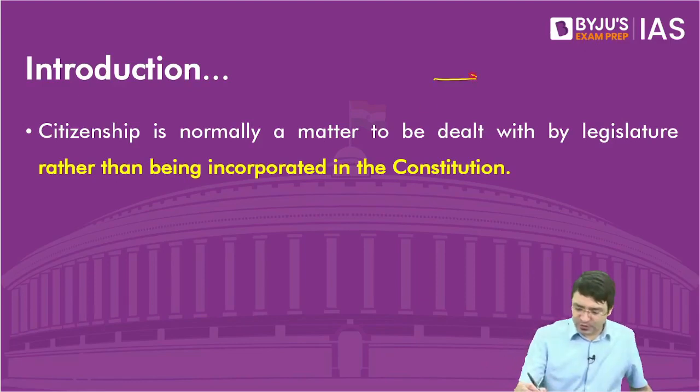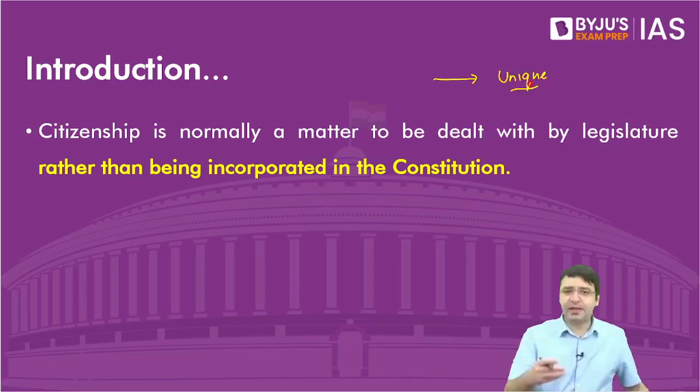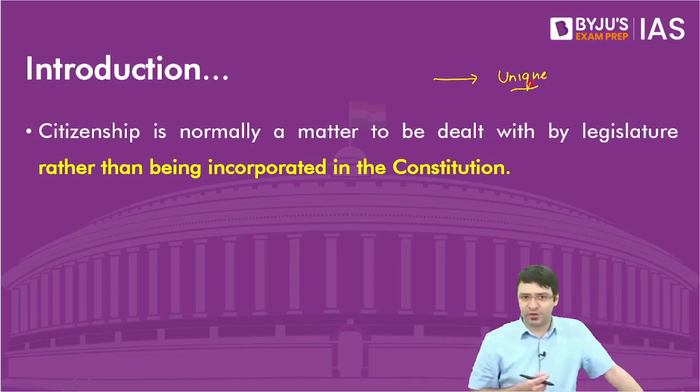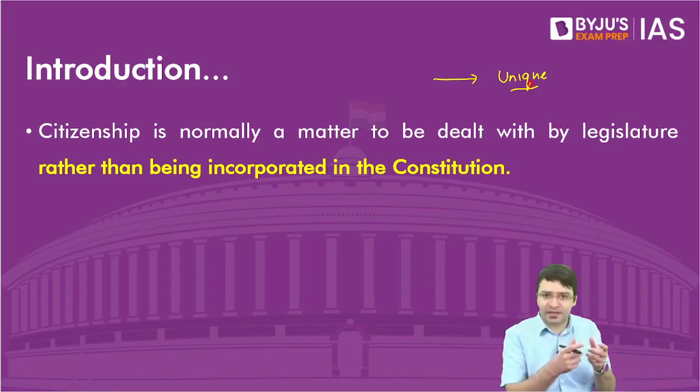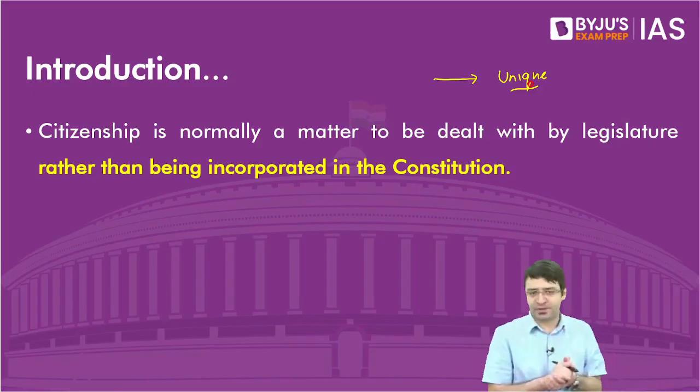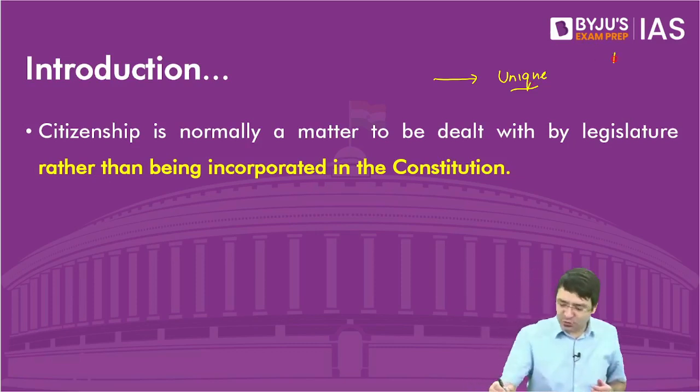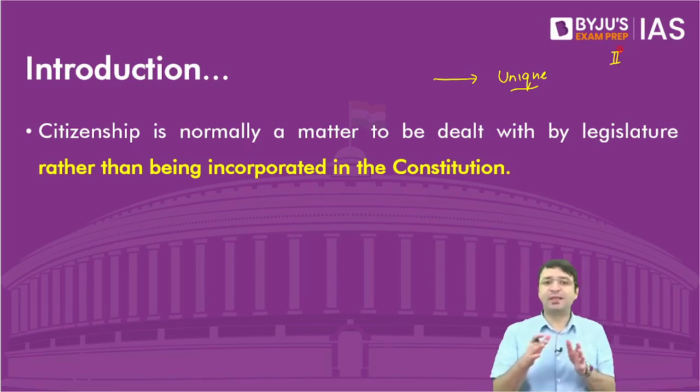But I told you about the unique circumstances prevailing at the time of the commencement of the Constitution, because the country was divided and partitioned into India and Pakistan, which led to the migration of millions of people from India to what became Pakistan and from Pakistan to India. And we had to be absolutely sure who are the citizens of India so that we can give them rights, so that we can take care of these individuals. And that is why part 2 of the Constitution deals with citizenship.